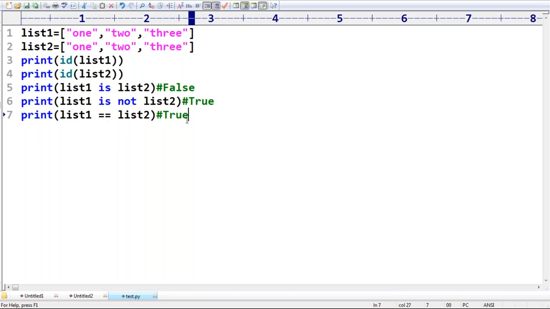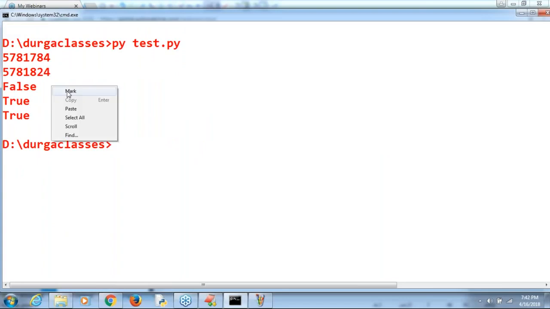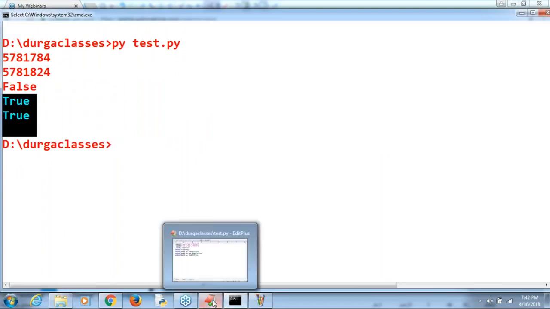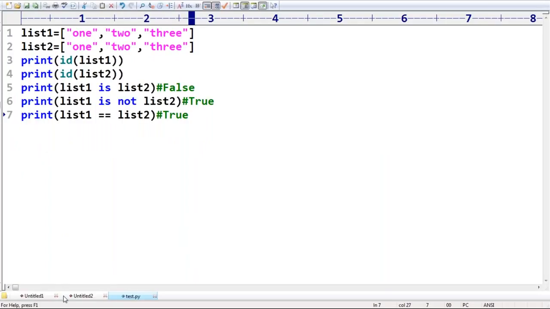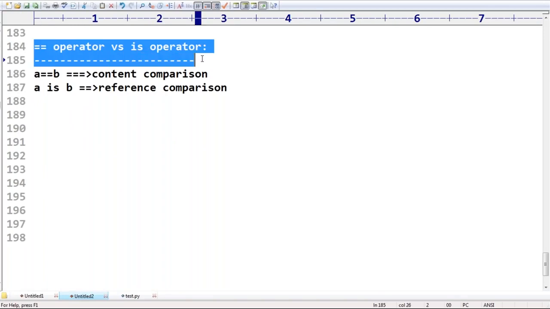Okay, now have a look once. Can you please observe? First time false, but the remaining two are true. Observe, a very important point for the interview room, sir. What is the difference between the double equal operator and the is operator? Remember that.